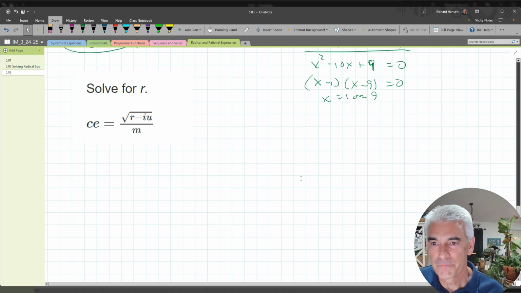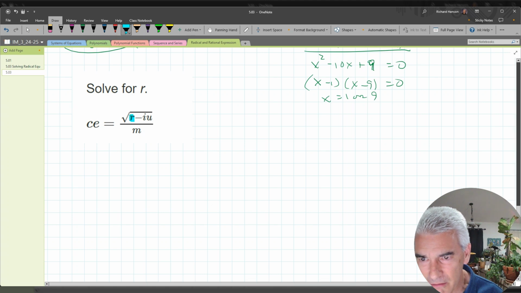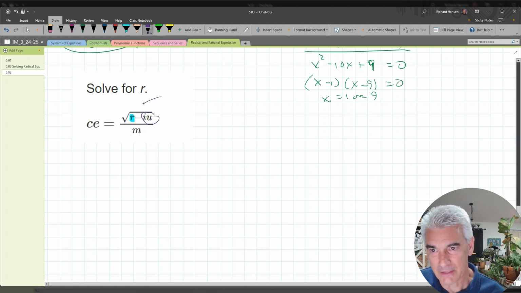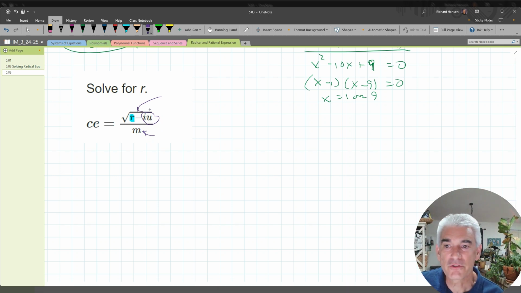Okay, last problem here. We need to take this and solve it for r. I need to get the r by itself. Okay, so what do I need to get rid of? I need to get rid of this iu. I need to get rid of the radical. I need to get rid of the m. Which do you get rid of and in which order? You need first to try to isolate the radical. The radical is being divided by m.